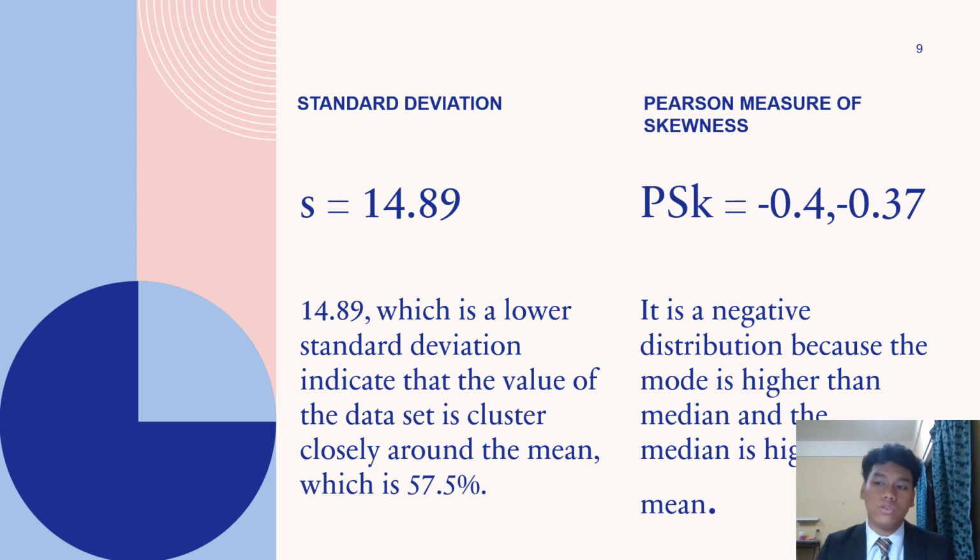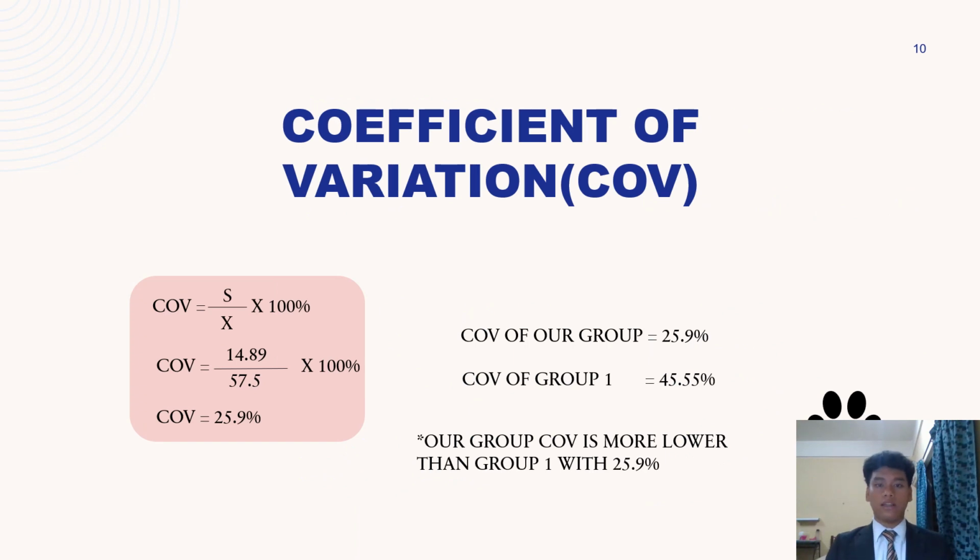These two answers use different formulas. Both answers indicate a negative distribution because the mode is higher than the median and the median is higher than the mean. And this is the coefficient of variation, or we call it COV. As you can see at the left is one of the formulas that I used to get the COV. After I calculated, I get a COV of 25.9%. I also got the other group's COV, and they get 45.55%. That means our group's COV is lower than group 1's, at 25.9%.